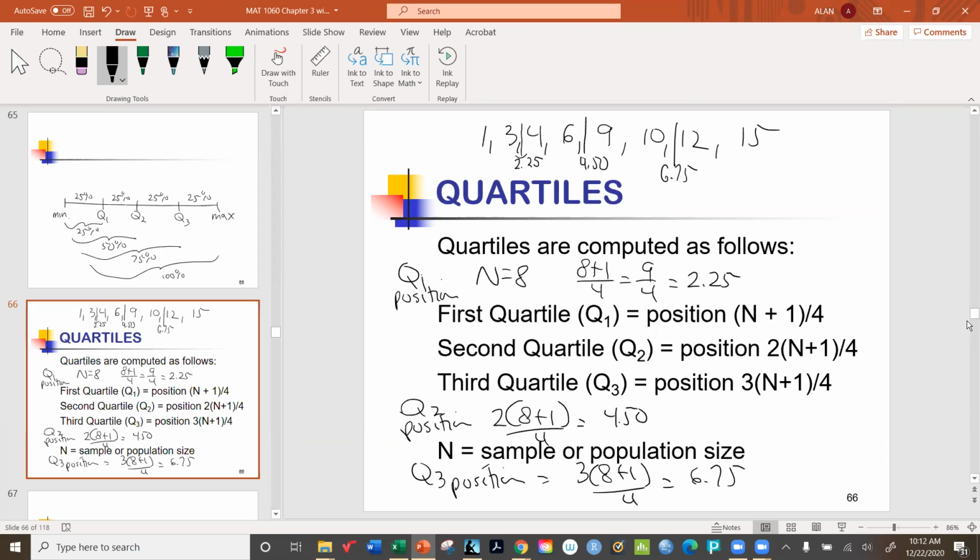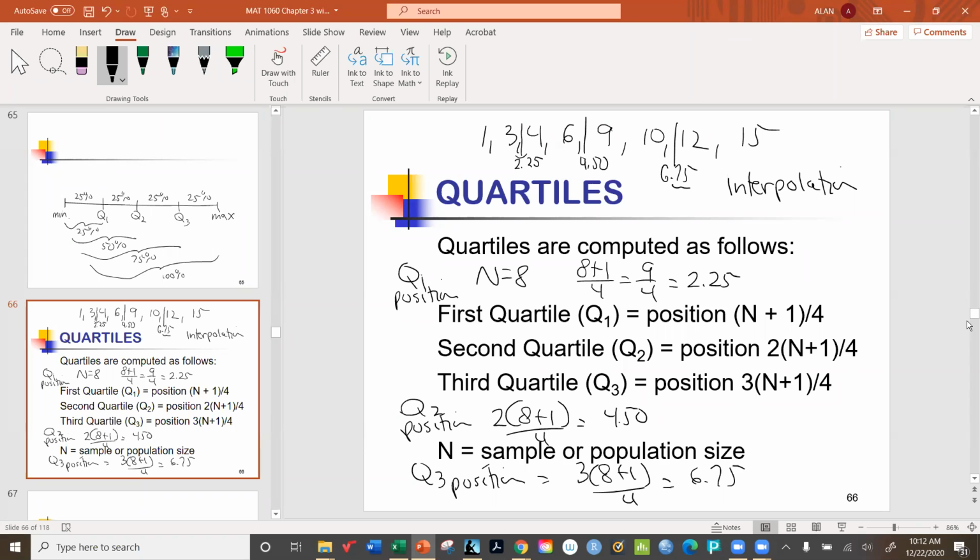Now we know that there's no 2.25 element, there's no 4.5 element, there's no 6.75, but what we can do is use a process called interpolation, which basically means we're going to find that distance, which puts us at, in this case, 75% of the distance between element numbers 6 and 7. This one would put us halfway between elements 4 and 5. And this one will put us 25% of the distance between elements 2 and 3.